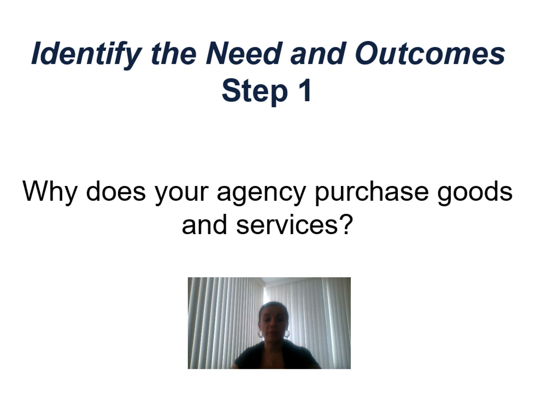So the first step is to identify the need and outcomes. What is the main thing with this step? You should ask the question to get the answer about why your agency purchases goods and services. You can go through data, meetings, or the assessment of the processes and understand what the company buys and what services it needs, and start from that point, identifying how those items and services have been purchased in the past.